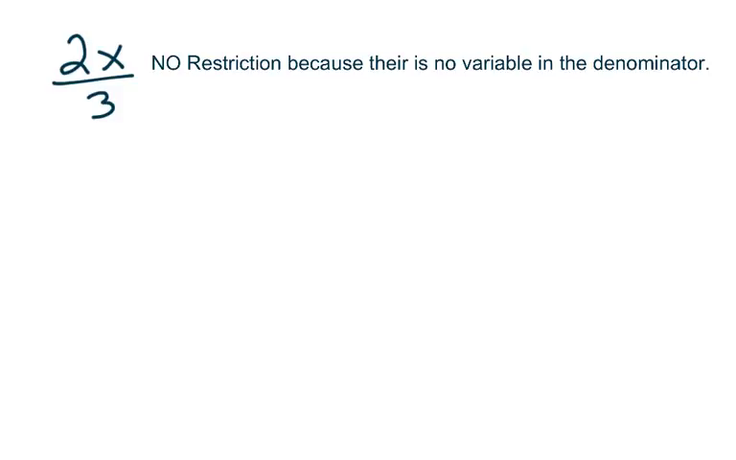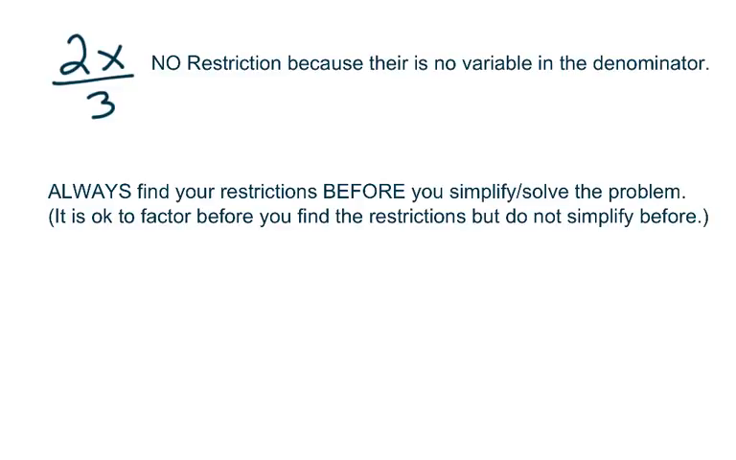But we always want to look at that at the beginning of the problem, not halfway through or at the end. Which brings us to another point. When do we look for the restrictions, and on what equation do we find the restrictions for? So you are always going to find your restrictions on the original problem before you simplify and solve. Now, it's okay for you to do your factoring before you find restrictions, because the factoring can put it in a form where it's easier to see, but don't start simplifying or canceling anything out before you actually state the restrictions. All right, we are going to do a couple examples and get some practice.